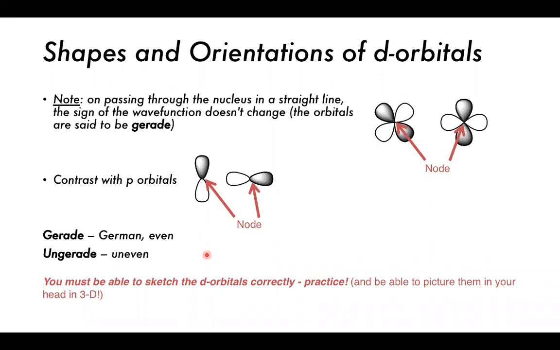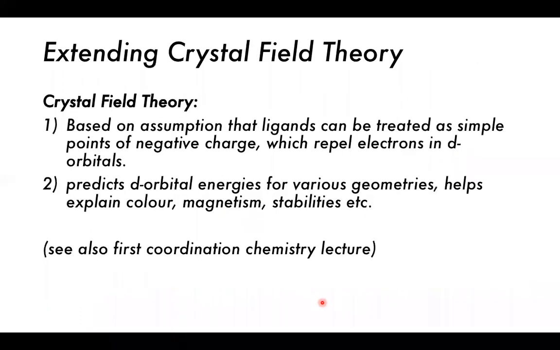So it's going to be useful to be able to draw the d orbitals, and also to be able to rotate them in your head and think, okay, my dxz is in between the x-axis and the z-axis, so any ligands which approach in that direction are going to interact with that orbital. Is that interaction going to be favorable or unfavorable? Those sorts of things. And so you can see that as we go through.